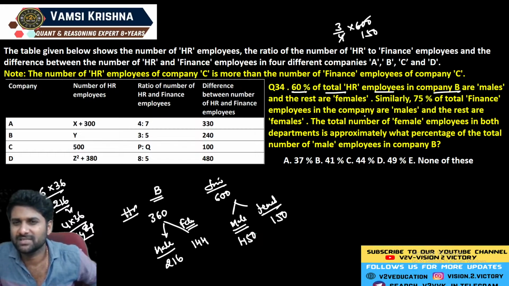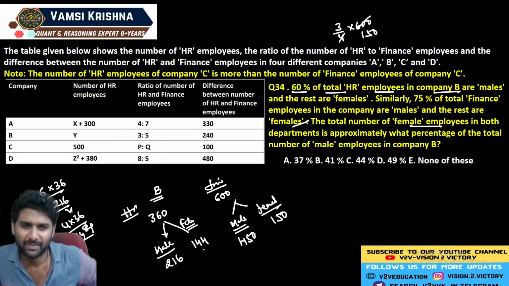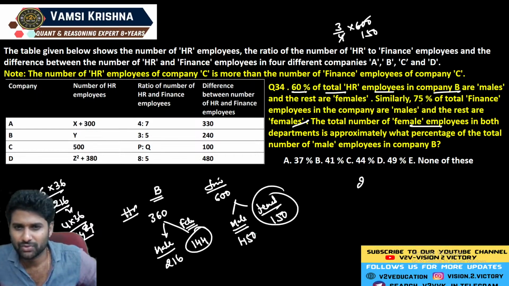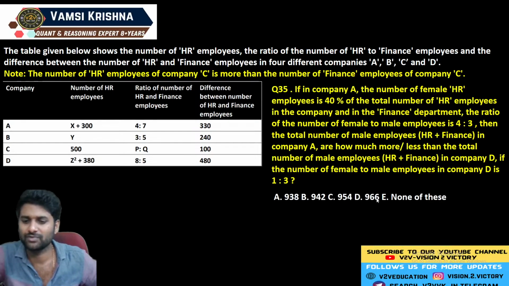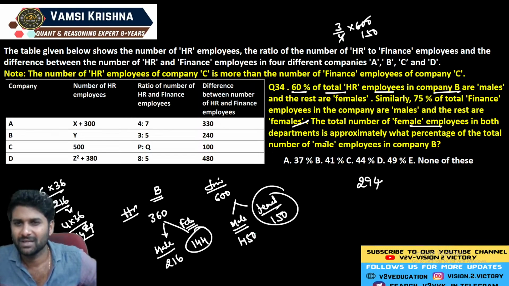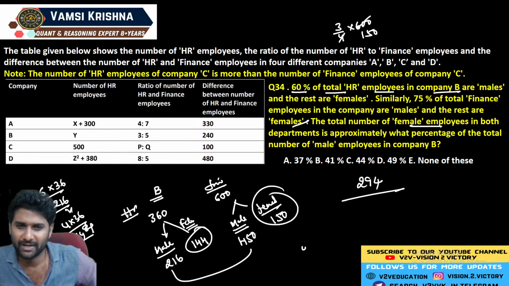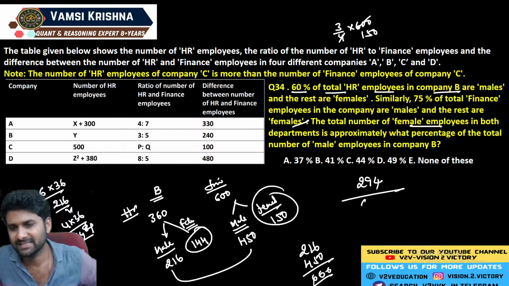Now total 70% employees are males and the rest are females. The total number of female employees in both the departments is exactly equal to 294 members. And the total number of males in both is approximately, so 216 plus 450, 666. 666 is what percentage of this value?